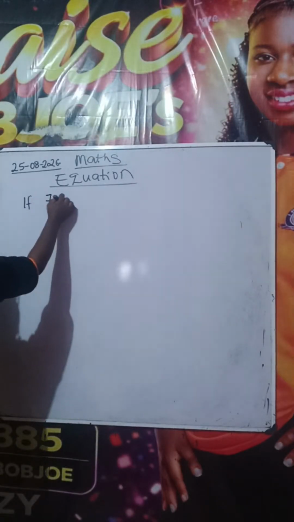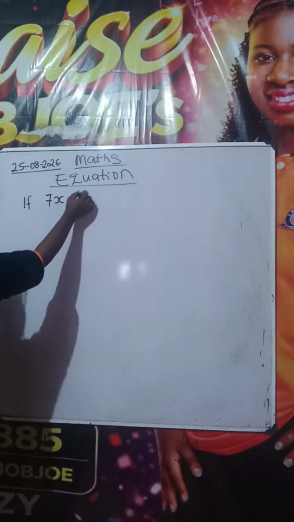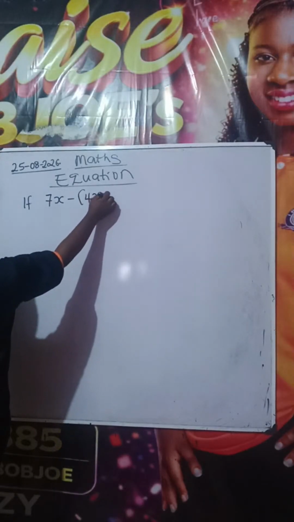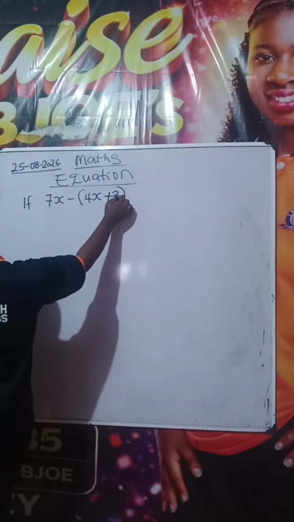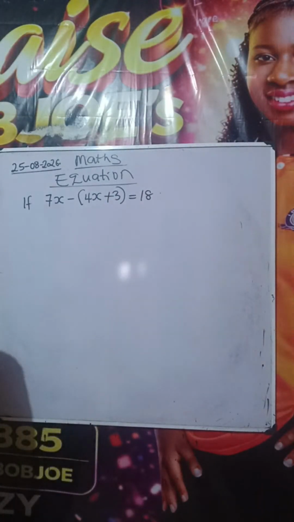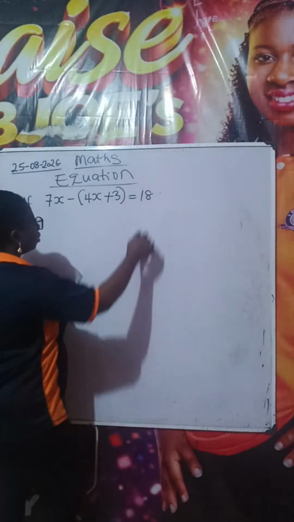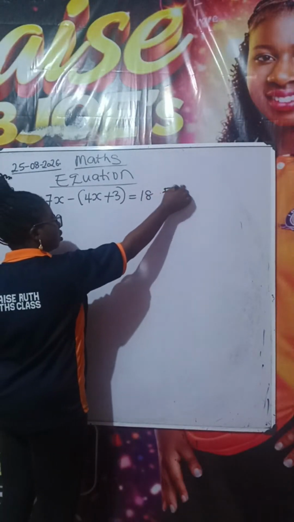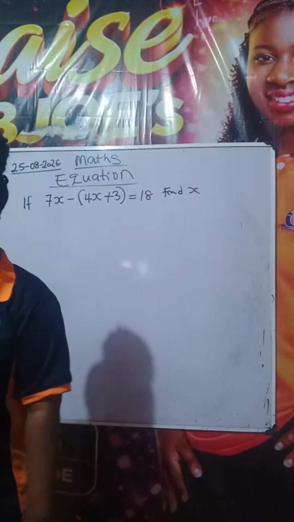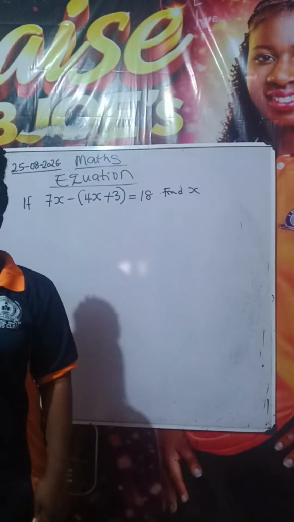I have 7x minus 4x plus 3 is equals to 18. So let's try this one. Now we are asked to find x. Find x. If you are just joining us now, you're welcome.